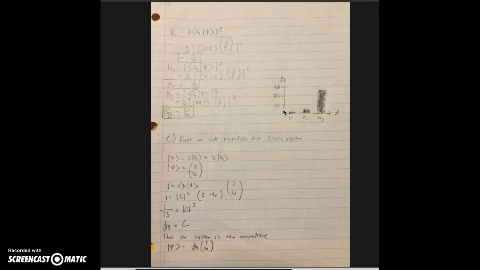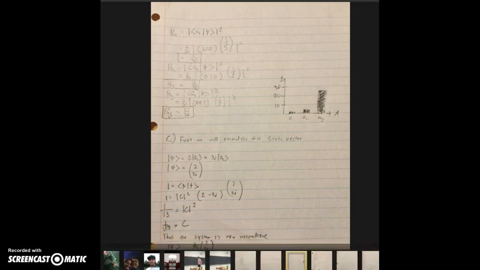Part C asks us, in a different experiment, the system is prepared in the state just shown right here. Write this in matrix notation, calculate the probabilities of all possible measurement results of the observable A, and plot a histogram of the results. So first we normalize using the same technique, taking the inner product with itself equal to 1, we get a normalization constant out front, and we solve for C, and we get 1 over the square root of 13. So this here is the equation for our normalized system in matrix notation.